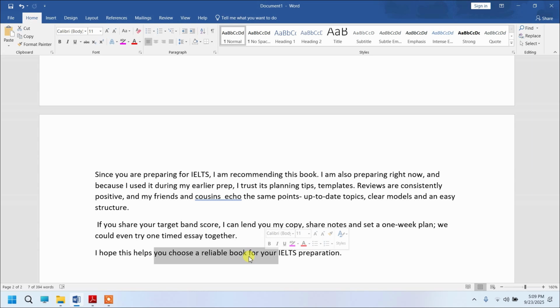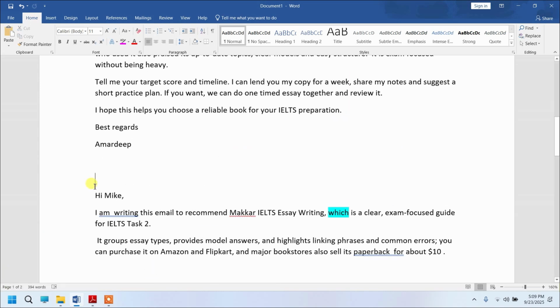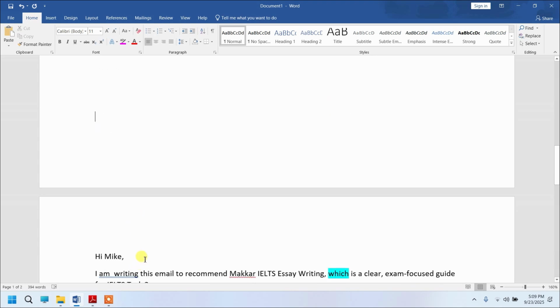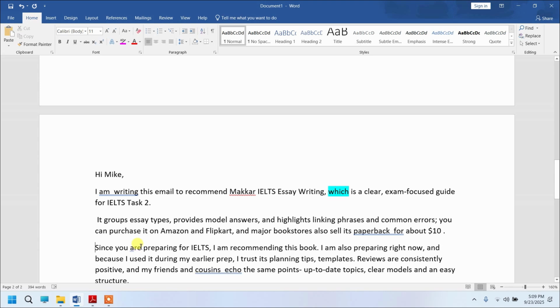Vocabulary is also good. I have topic specific vocabulary. I have lend, I have reviews consistently, then a 1 week plan, timed essay together, everything I am having. So when you have written like that, even if there is an issue with your content, it can compensate. Your other three criteria will compensate for your first one, task achievement. But if your content is not good, there is no variety, there are grammatical mistakes, then it's very difficult to score 7 in IELTS, or let's say 9 in CELPIP.